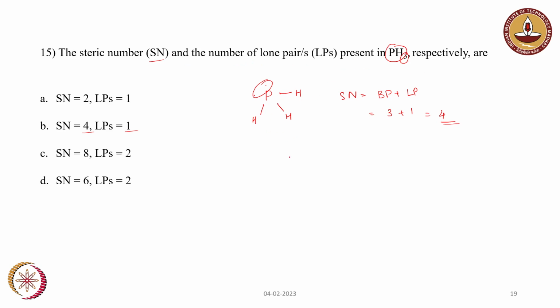So phosphorus is in the nitrogen group, so it will have 5 valence electrons, and in PH3, 3 bonds are formed. So one lone pair is left. So the steric number will be number of bond pairs plus number of lone pairs. So it's 3 plus 1, that's 4. Steric number is 4, and one lone pair is present. So option is B.